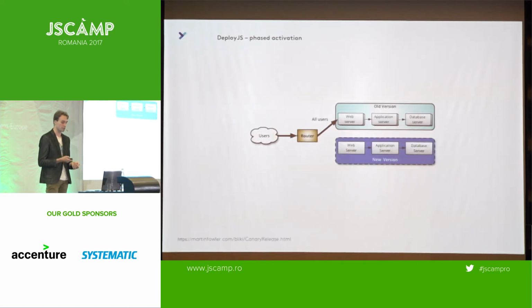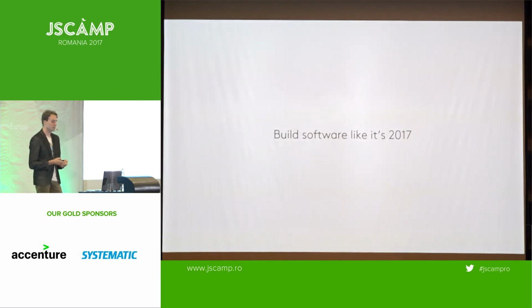And I think one of my favorite examples is that using it, you can also do phased activation, where you serve 5% of the users, or a certain percent of users, your new application. Using the feedback from Sentry, you would gradually roll out more and more people through the newer application, only if the errors are less than the errors in the older version, and then eventually you would only use the new application. So in my opinion, this is really how we can build software like it's 2017.